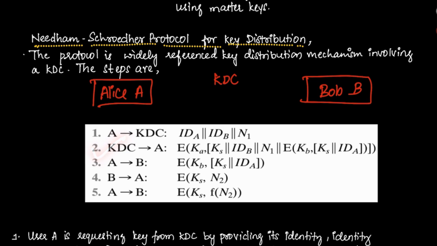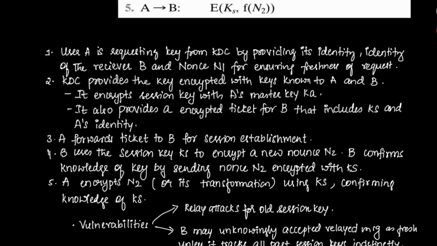The KDC will generate a session key and provide a token. After that, Alice sends Bob the token. Bob generates a nonce and sends it back to Alice, encrypted. Then Alice responds with the transformed version of the nonce. So here we are speaking about secure key exchange, mutual authentication, and protection against replay or impersonation attacks.